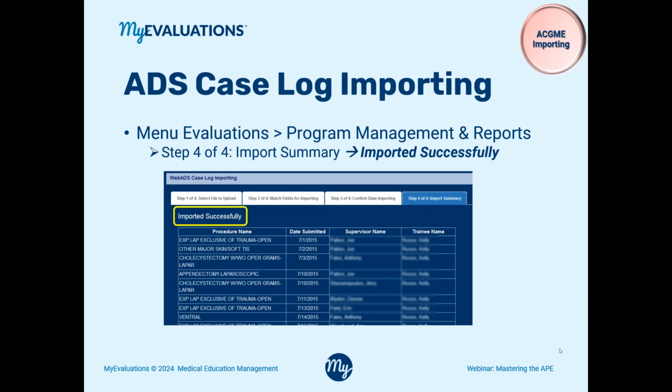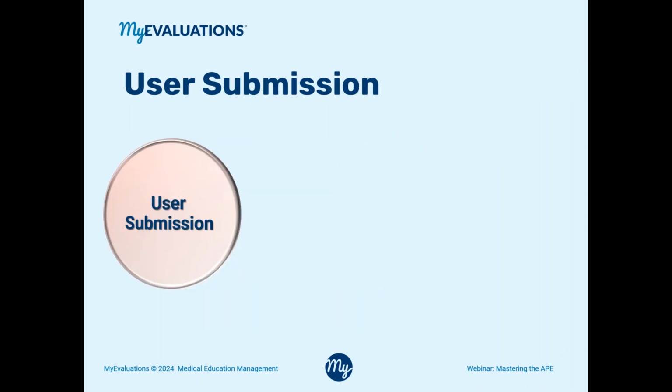So now that we understand the ACGME importing component, the second, remember there were 3 data points that are feeding into the APE funnel. The second data point has to do with user submission of information. So those are going to come, for example, from evaluations, your faculty and residents completing evaluations.